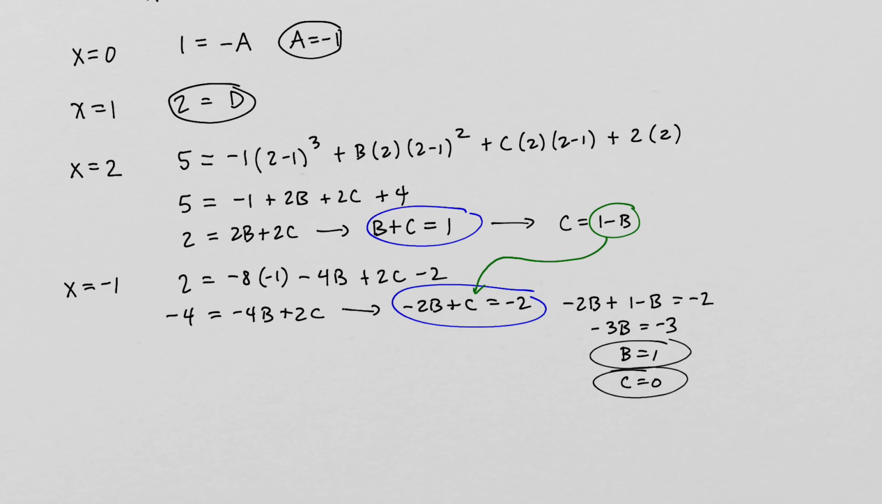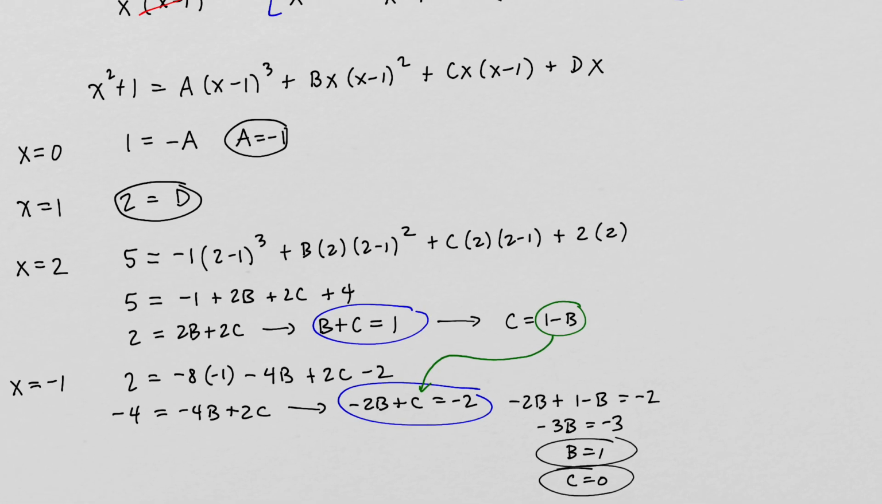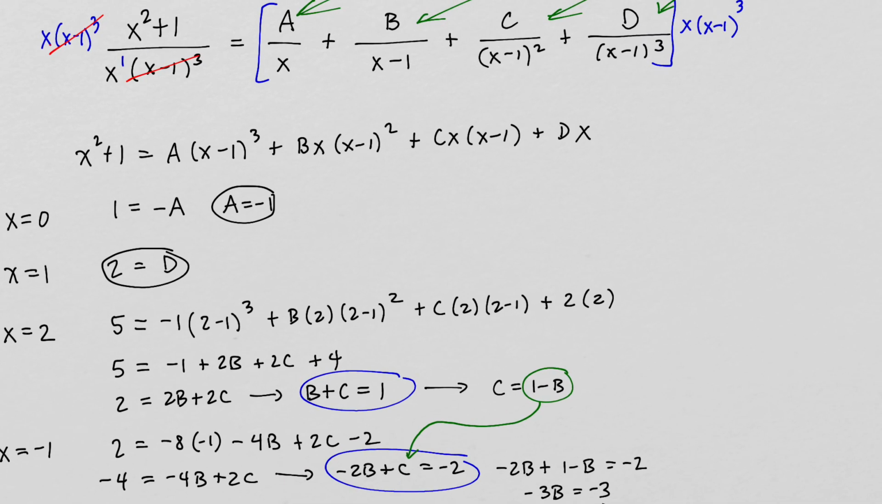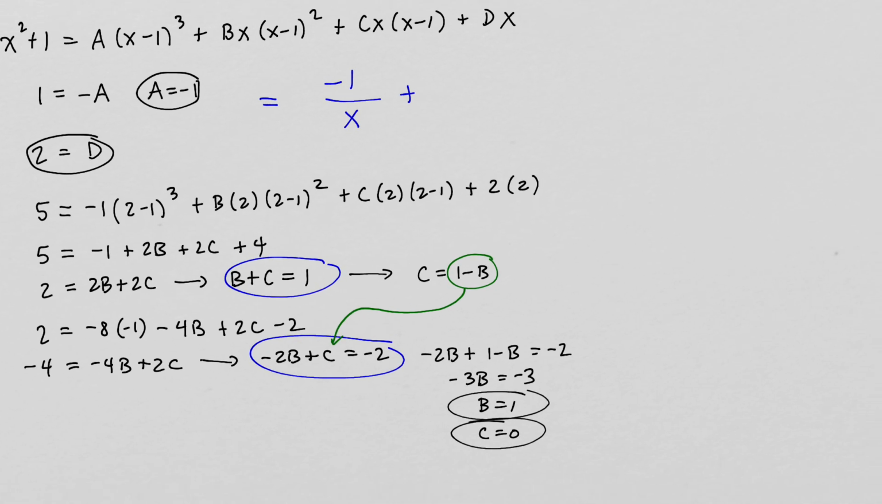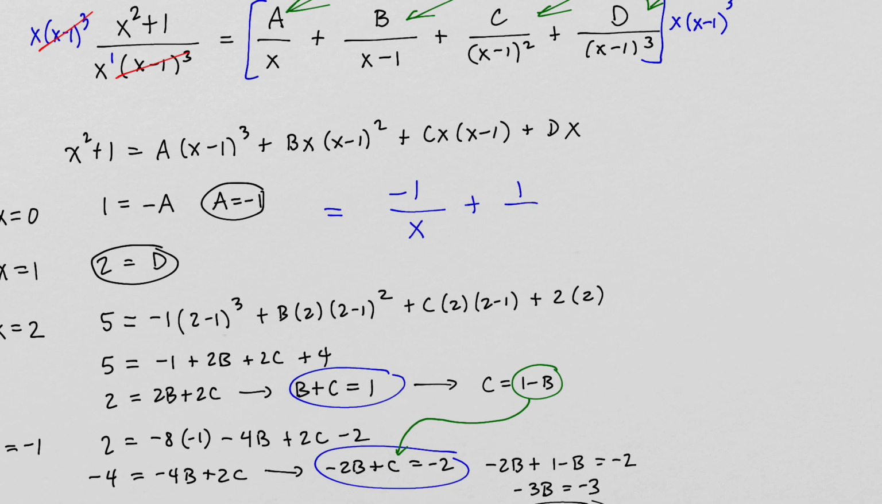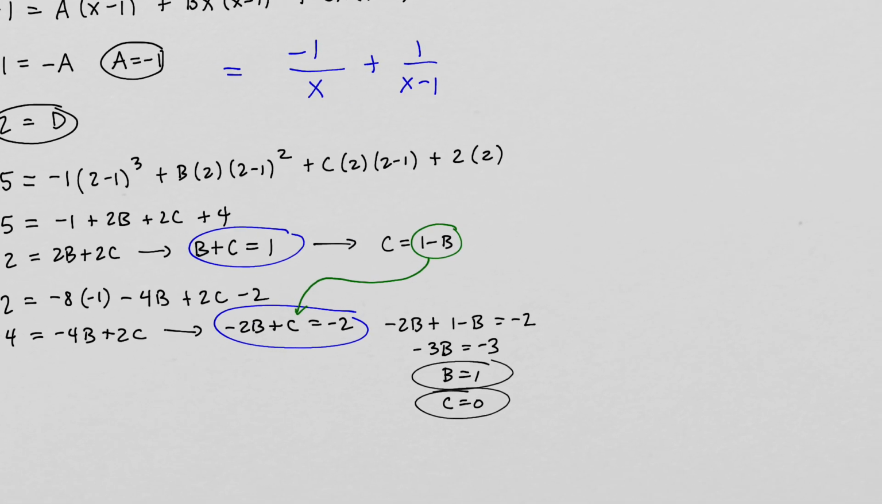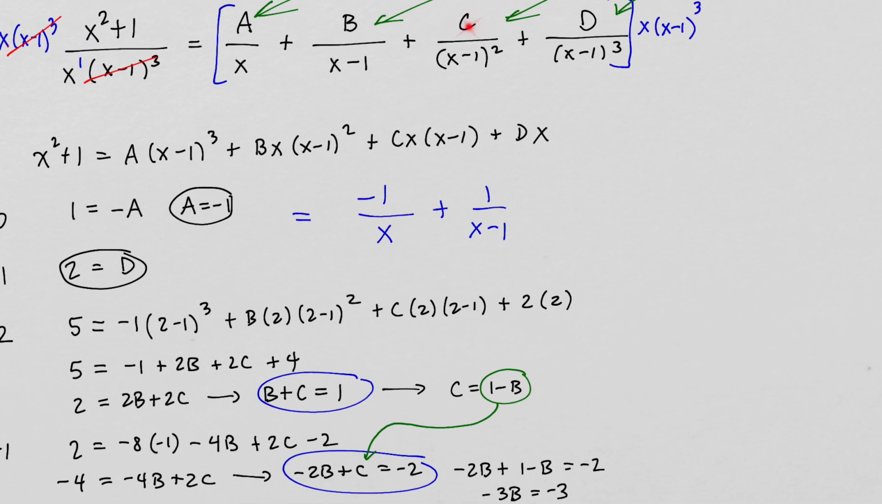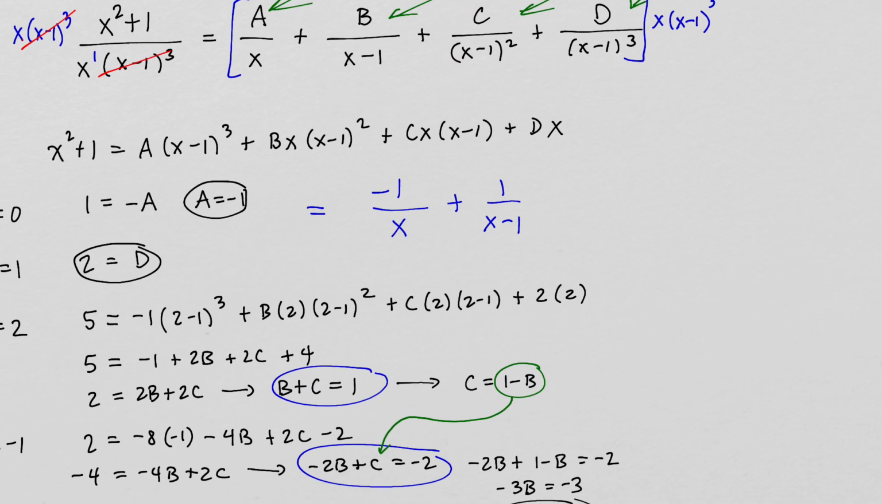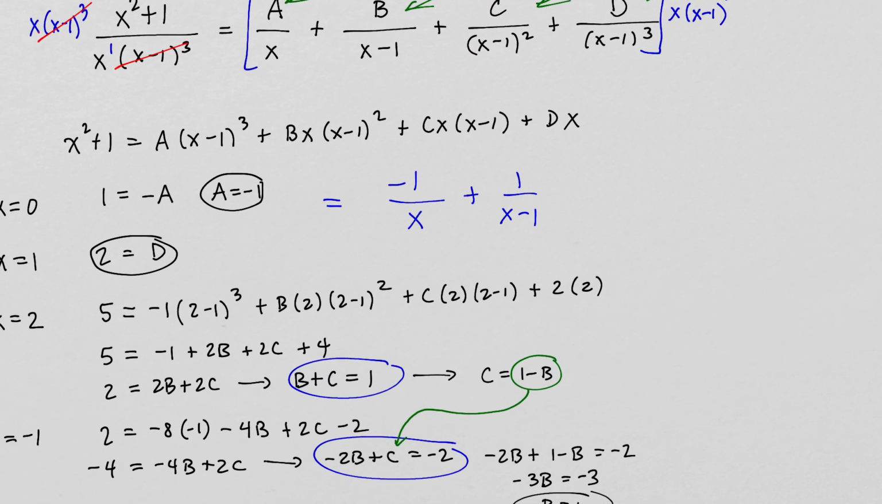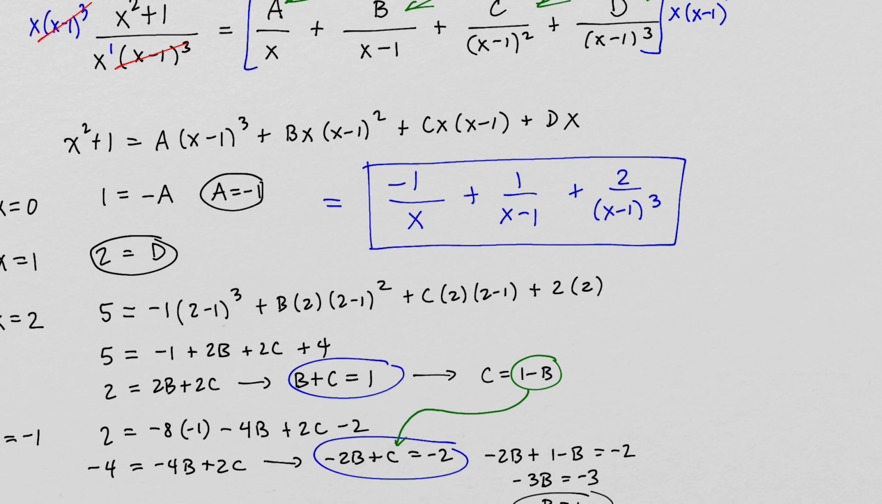So now we have a, b, c, and d. I'm just going to come back to where we did our original decomposition, which is right here, and I'm going to plug in those values. So we have a over x, plus b, which is 1, over x minus 1, plus c, which is 0. If c is 0, this whole term is gone. And then finally plus d, which is 2 over x minus 1 cubed. And this is the partial fraction decomposition.